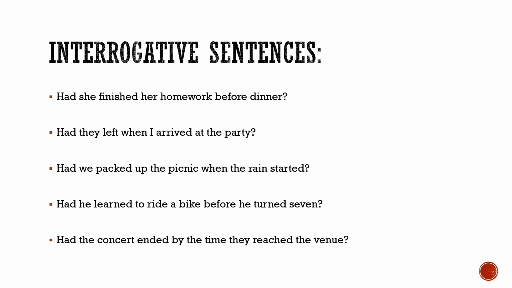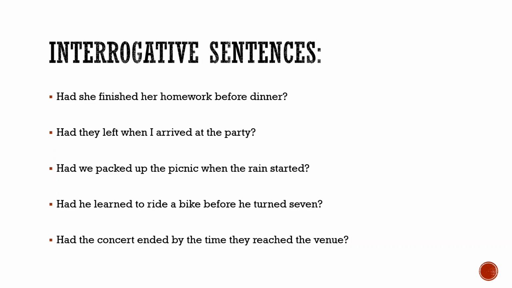Just as I said before, in interrogative sentences, you place the helping verb at the start, before the subject, and in the end you place the question mark. The rest you have to follow as before. For example, in the first one we have "had" at the start: Had she finished her homework before dinner? And the question mark at the end.